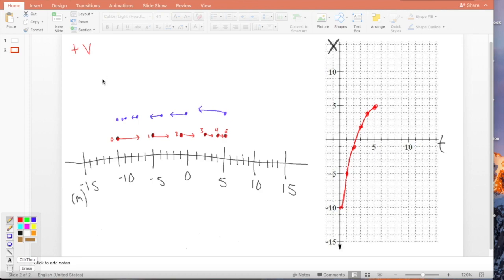However, what can we say about the acceleration? The acceleration for this object is negative. It has a negative acceleration. How do I know that? Because it's slowing down. The signs must oppose each other.